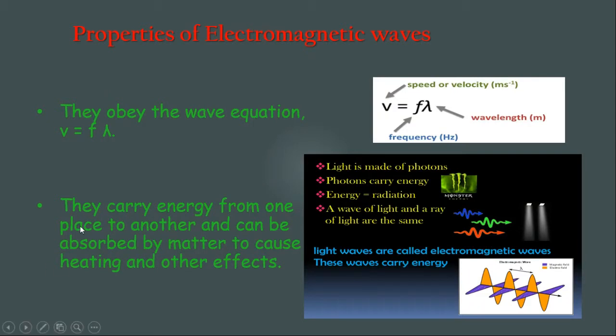They obey the wave equation. Do you remember the wave equation? Speed equals frequency times wavelength. Here it is. We use this equation to find the speed of the wave, the frequency, or the wavelength. The last property is that they carry energy from one place to another and can be absorbed by matter to cause heating and other effects. So what do they carry with them? The same as all waves, they carry energy from one place to another and they can be absorbed by matter. Okay? They cause heating and other effects. We're going to talk about this later in this lesson.